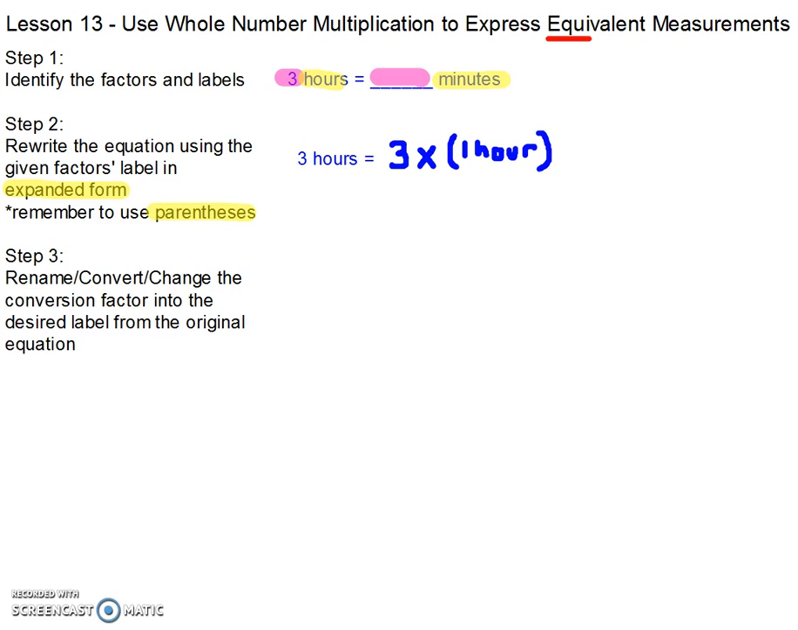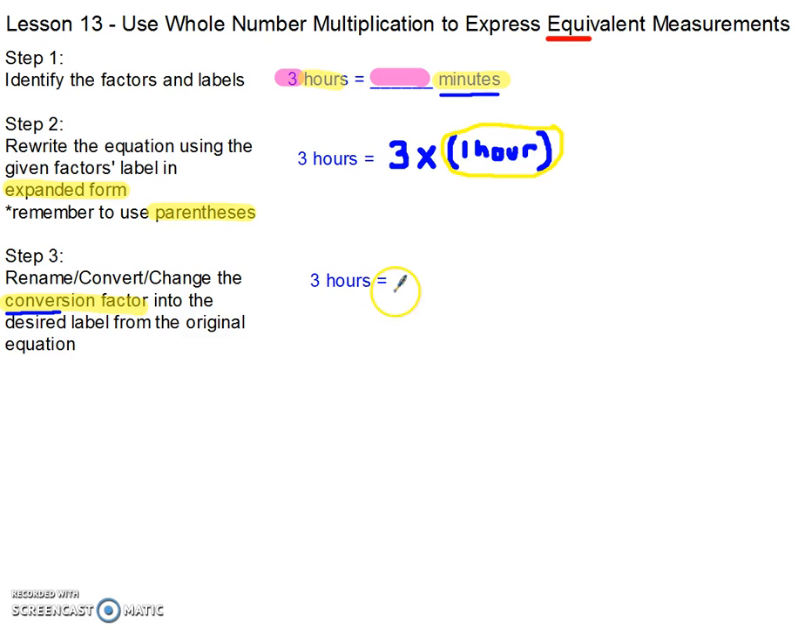Step 3 is we want to rename, convert, or change the conversion factor into the desired label from the original equation. Our conversion factor is this factor that we're changing. Conversion comes from that thought of convert, which is change. So we're looking at our conversion factor is that factor that we are changing. And we want to change it into the original label for what we would like in our original fraction.